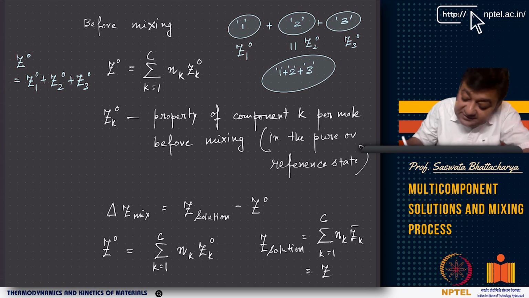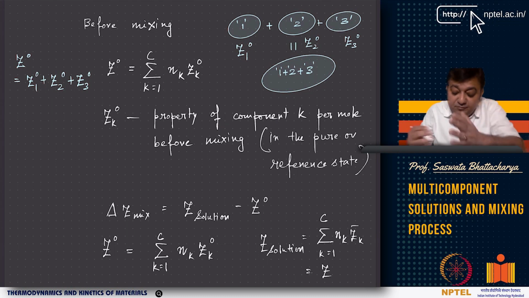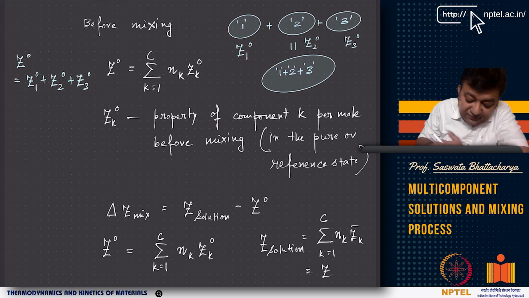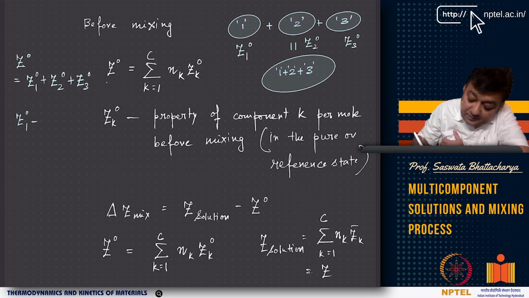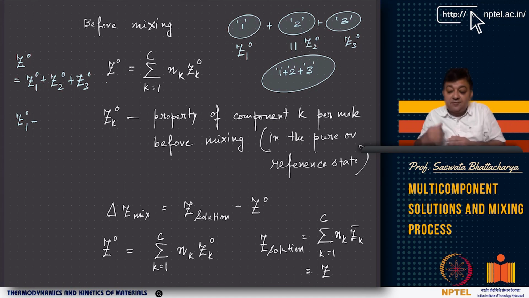See, this is before mixing. See, these are before mixing. We put them together. So before mixing, the Z0 is basically, now remember, Z10 is basically molar property or property of component K. So Z10 is molar property or property of component 1 per mole before mixing.